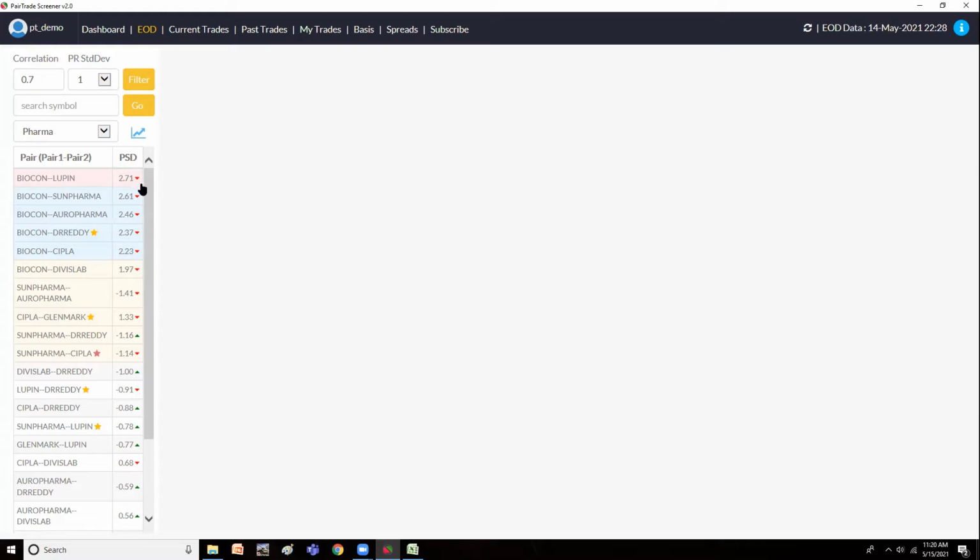So Biocon and Lupin is like 2.71 standard deviation, Biocon and Sun Pharma is like 2.61. Depending upon whether it is a positive standard deviation or a negative standard deviation, we will know which one is outperforming. If it is positive, then Biocon here is underperforming. If it is negative, that means Auro Pharma is underperforming and Sun Pharma is outperforming. So here we buy Biocon and sell the other one. Here in this case, we buy Auro Pharma and sell Sun Pharma.